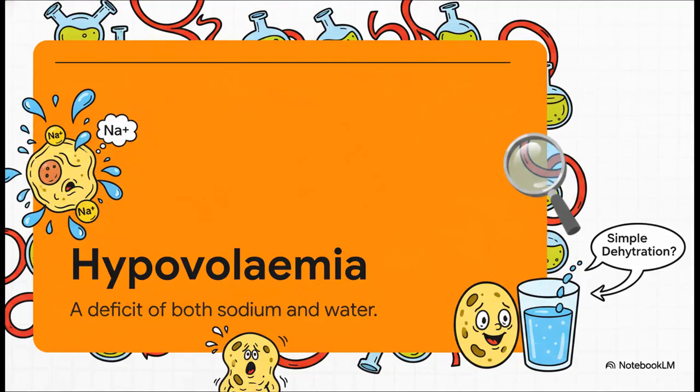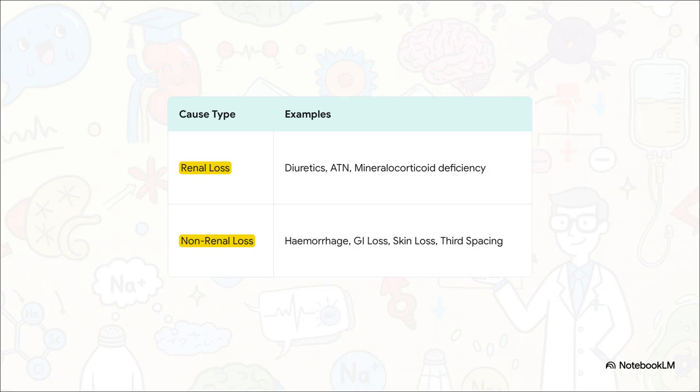So what exactly is it? Well, hypovolemia means you have a deficit of both sodium and water. It's a loss of total volume from the extracellular space. That's the fluid that's outside of our cells. And that is a really important distinction because it's different from simple dehydration, which is mostly just a loss of water.